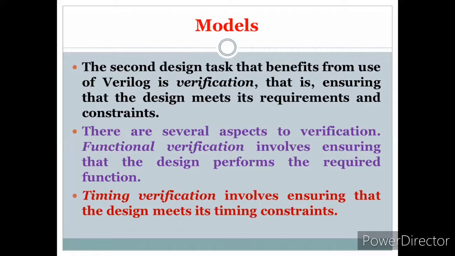One is functional verification, which involves ensuring that the design performs the required function. Functional verification means its important task is to verify whether the functionality is working or not. It is not worried about, as I said, other parameters like timing, power consumption, or area. When it comes to timing verification, timing is very important: at what time it is executing, or at what time the output is getting its result. If timing is not met, then that design is not verified.